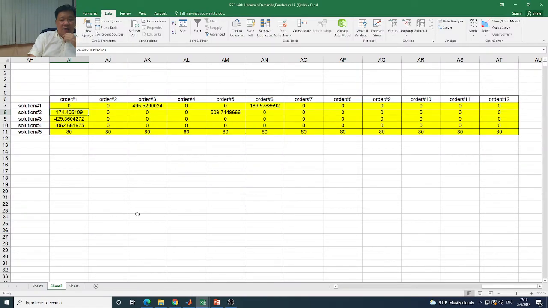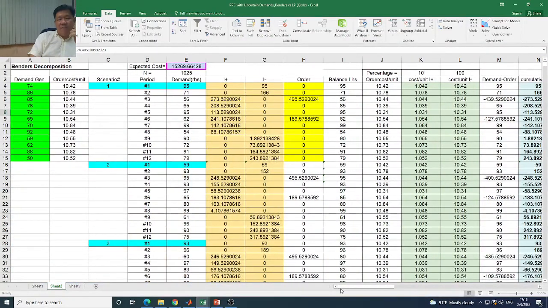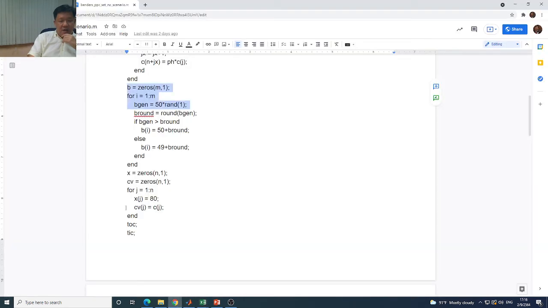But because of what we did in the Excel, we cannot use the round command from Matlab directly. The formula for generating integers means that after you use random times 50, it's always rounded down, to the smallest integer value. So we need to adjust the program a little bit to make sure that it works the same as round down, because in Matlab they have only round.